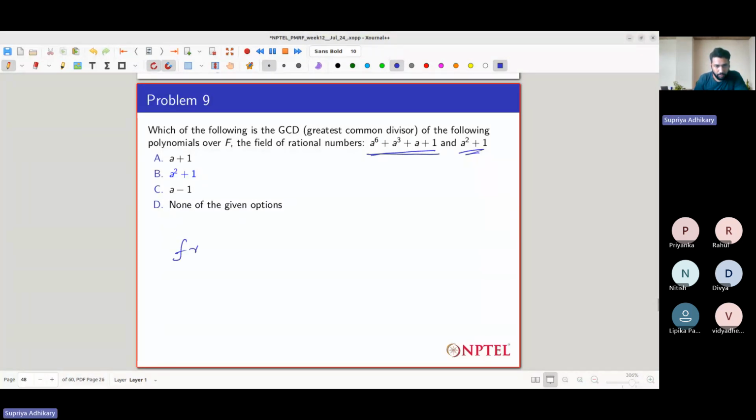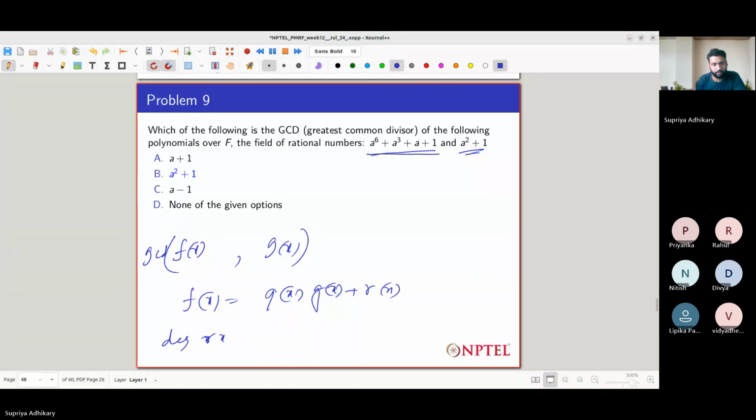Now, if we are given two polynomials fx and gx, and we have to find the GCD of them, then we know, from the Euclidean algorithm, that we can write fx in this form: qx gx plus some rx, where the degree of rx is greater than or equal to 0 and strictly less than the degree of gx.